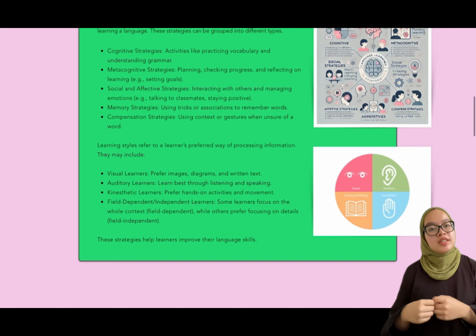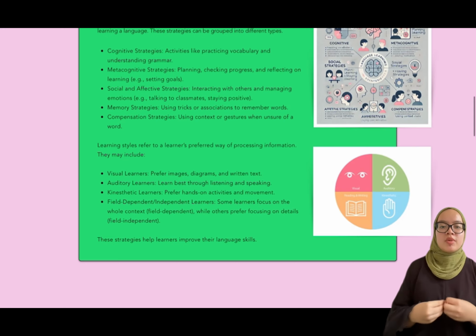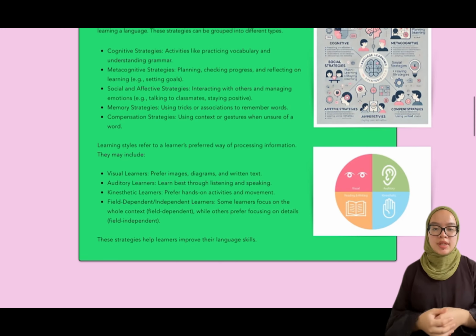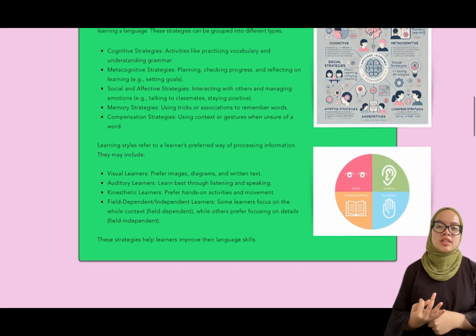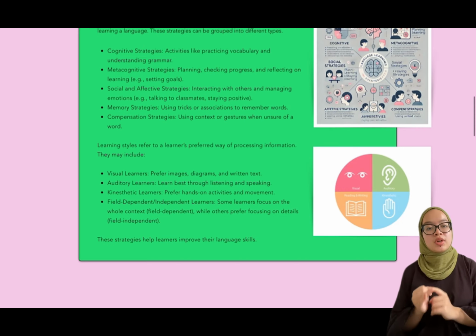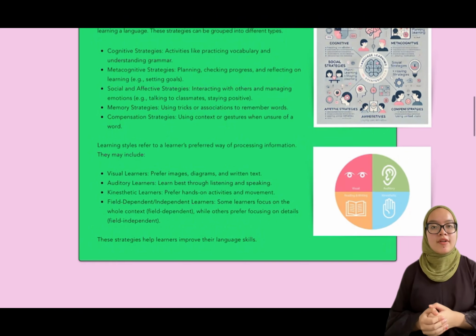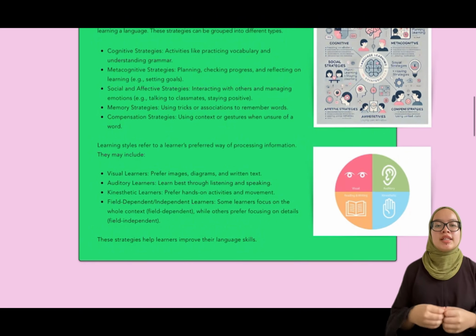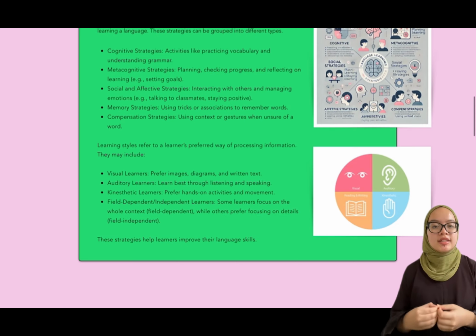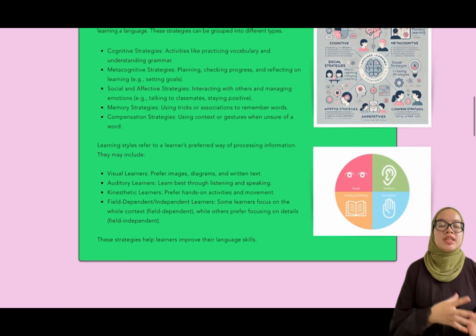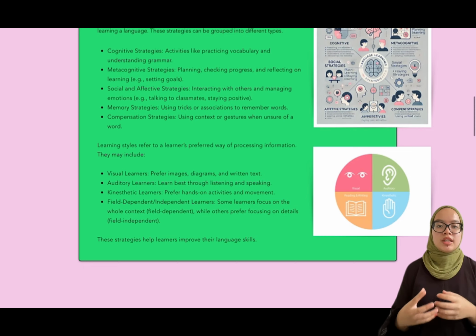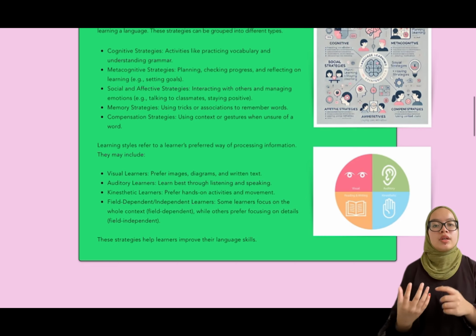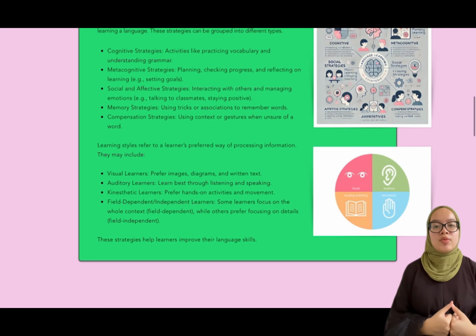Second are auditory learners. They absorb information best through listening and speaking. For them, listening to podcasts, participating in discussions, or hearing new words spoken aloud can be particularly helpful. After that is the kinesthetic learner, who needs hands-on activities and movement to process information. Incorporating physical activity like role play or games helps them engage with the language in a dynamic way.